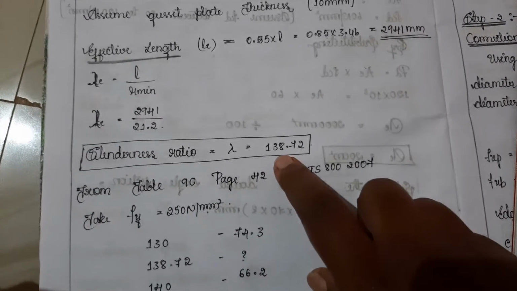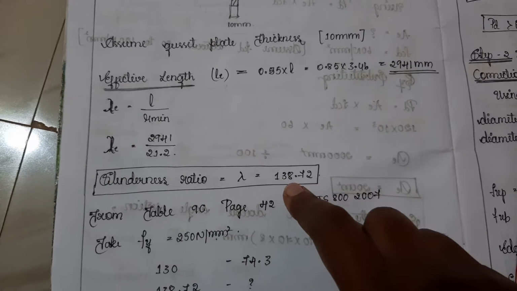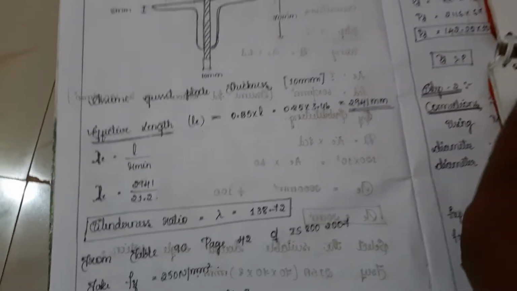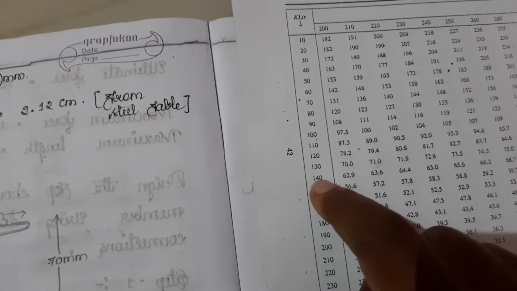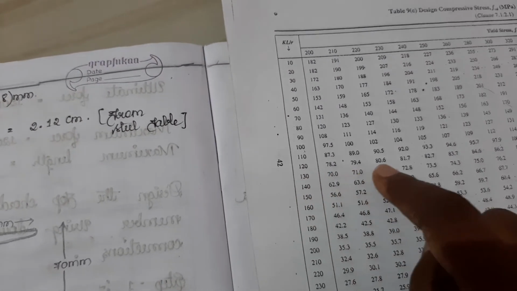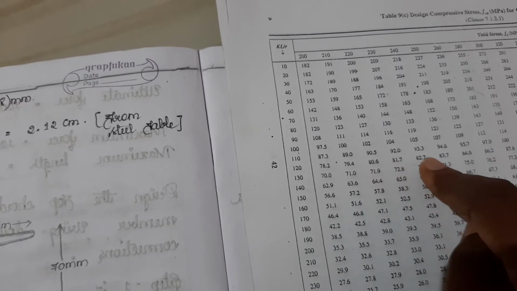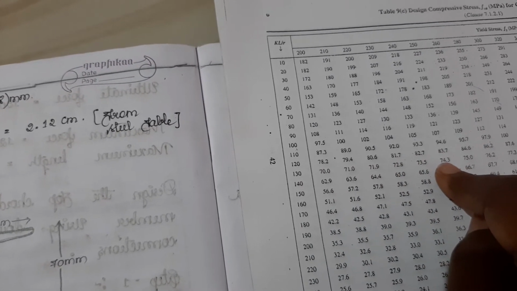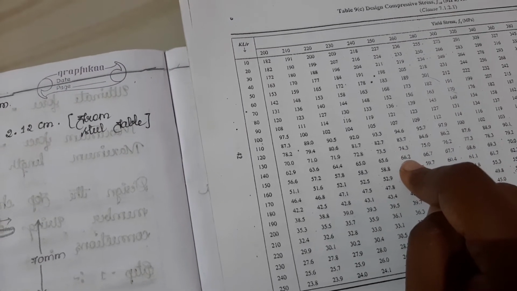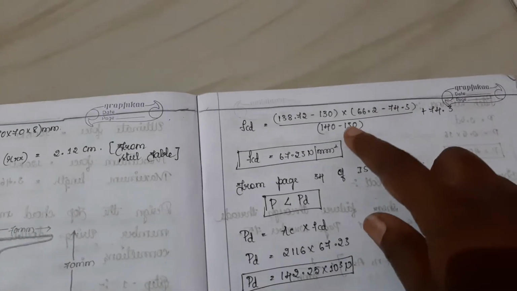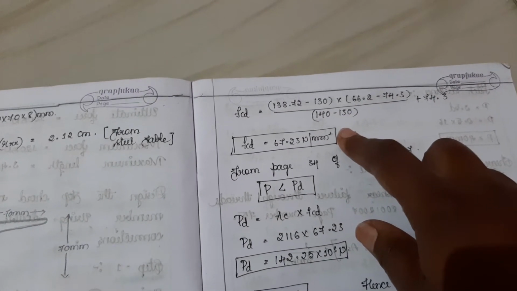For 250 and lambda value, what was your lambda value? Lambda value was 138.72. It means it falls between 130 and 140. Now you know the value for 130 with fy 250 is 74.3, and for the next, 140, it is 66.2. By doing an interpolation for 138.72, you will get your fcd value as 67.23 Newton per mm square.